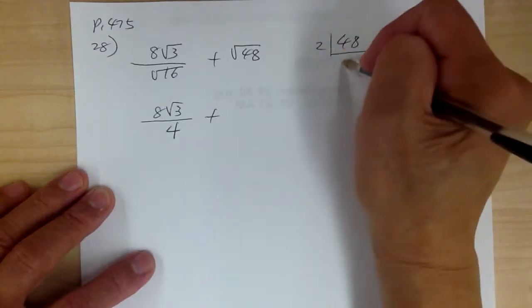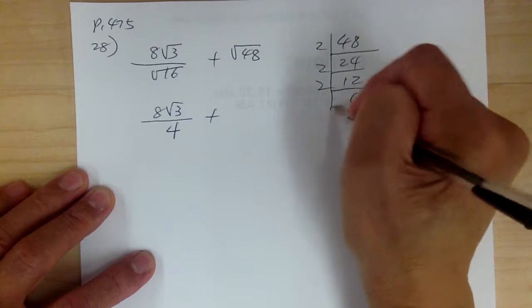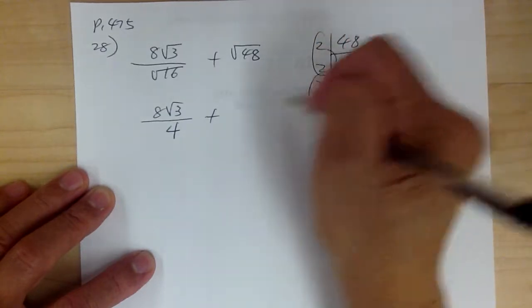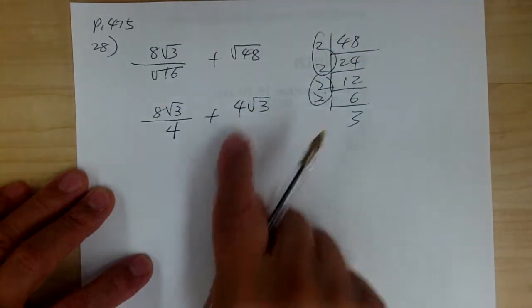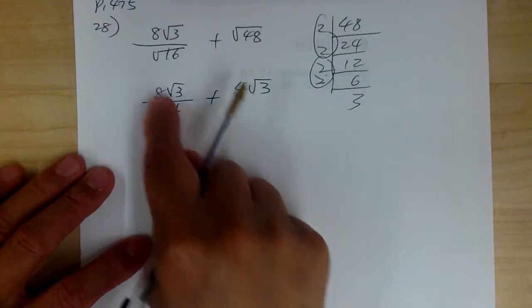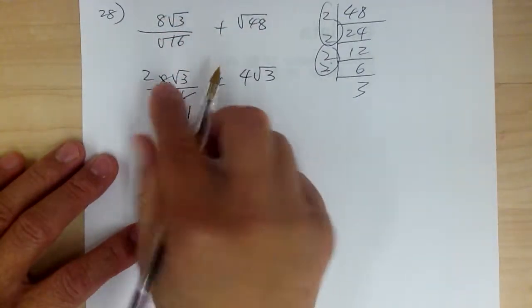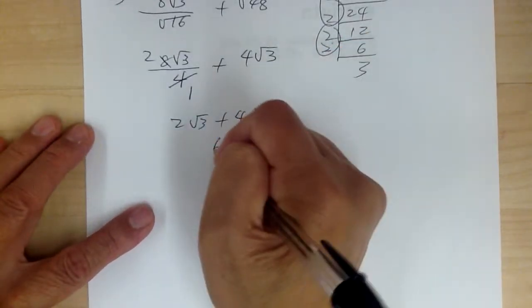So I get 2, 24, 2, 12, 2, 6, 2, 3. So this is a 2, this is a 2. So 2 times 2 gives me a 4, so it would be 4 square root of 3. Okay, and now before you get to the common denominator, notice 4 and 8 can cancel out. Divide by 4. So I end up with 2 square root of 3 plus 4 square root of 3. So I get 6 square root of 3.